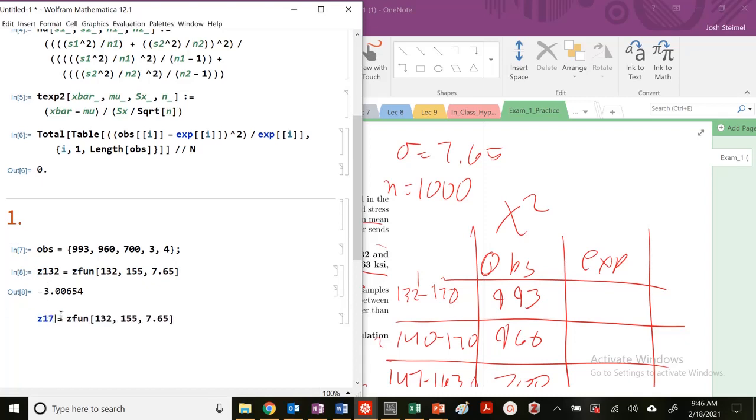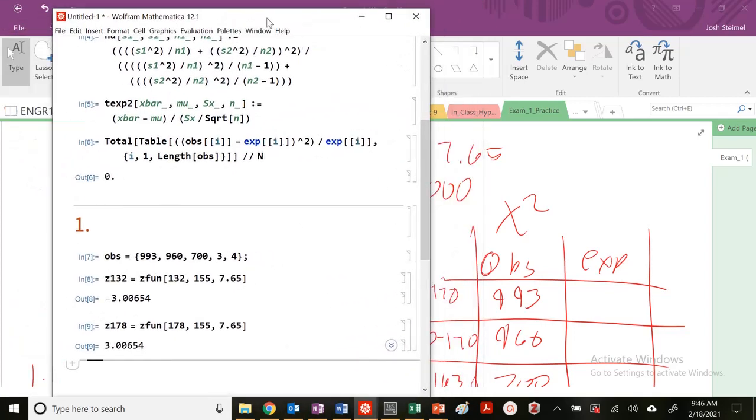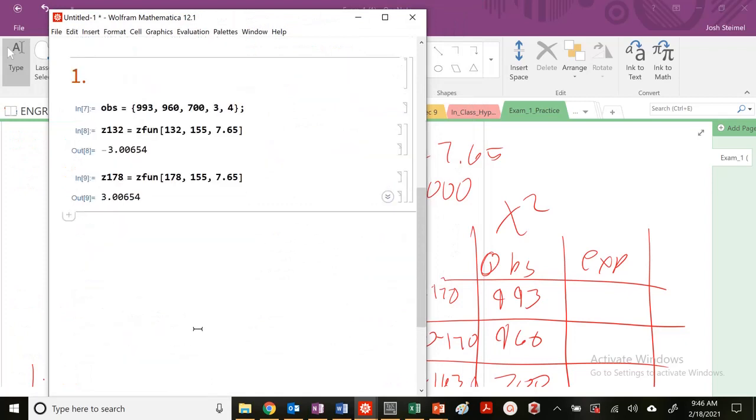Z of 178 is going to be 178. There, so it's symmetric, actually. So this is a nice problem. But I can now go and do, if I want to figure out what's the expected 1, I'm going to integrate my PDF function, which is defined over here.